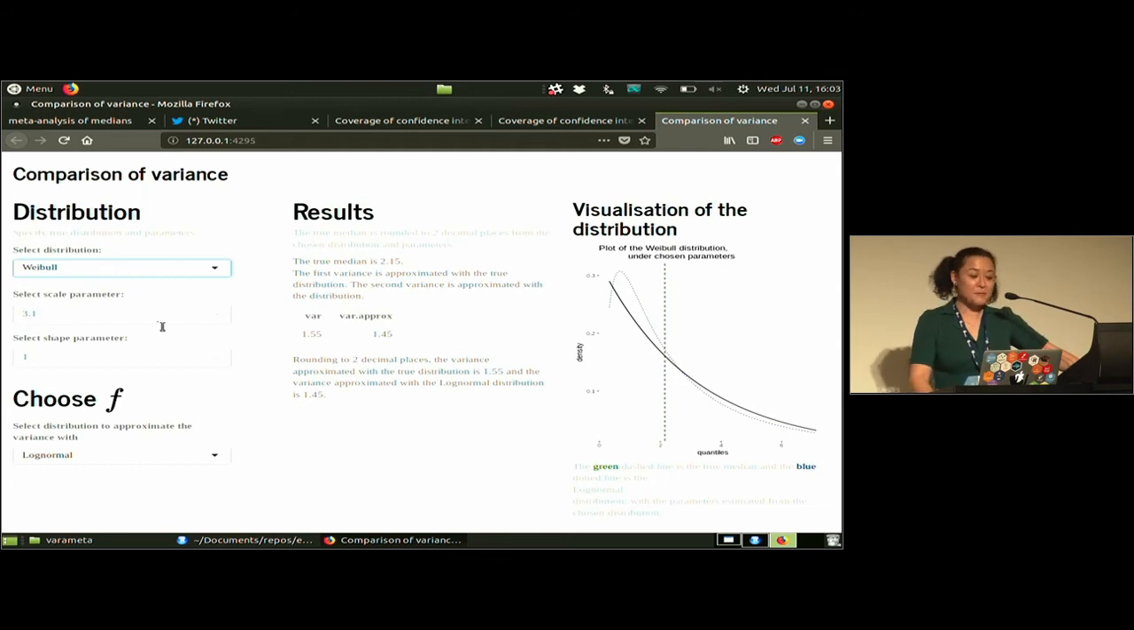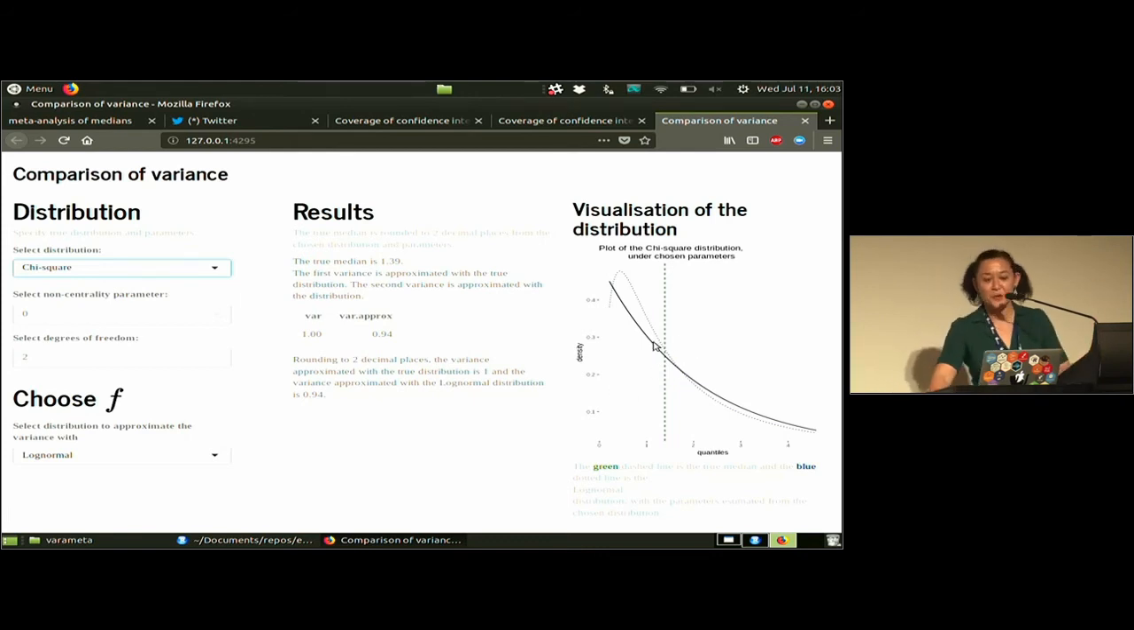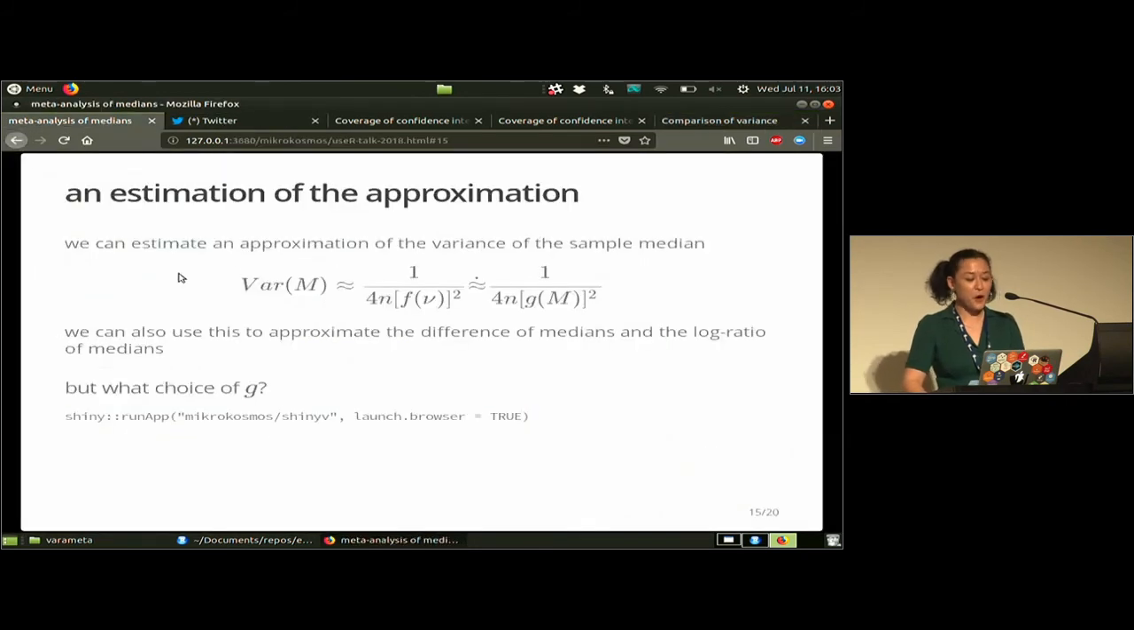But as I'm changing densities, it's still doing a lovely job of approximating the log normal, and you'll take my word for it, the normal also does a very nice job of approximating the density evaluated at the median. So that was my first little thing. So hopefully that's been reasonably convincing that this is a nice little technique for approximating the variance of the sample median.